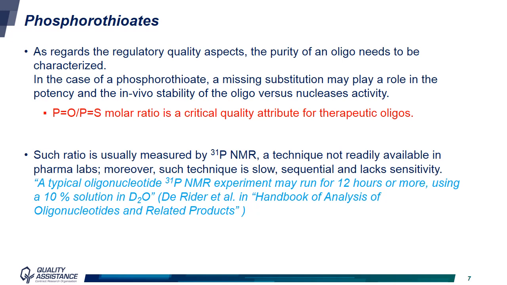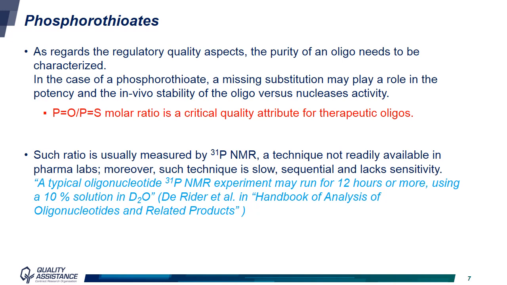However, as regards the regulatory quality aspects, the purity of an oligo needs to be characterized. In the particular case of a phosphorothioate, a missing substitution may play a role in the potency and the in vivo stability of the oligo versus nuclease activity. So, the POPS molar ratio is a critical quality attribute for therapeutic oligos.